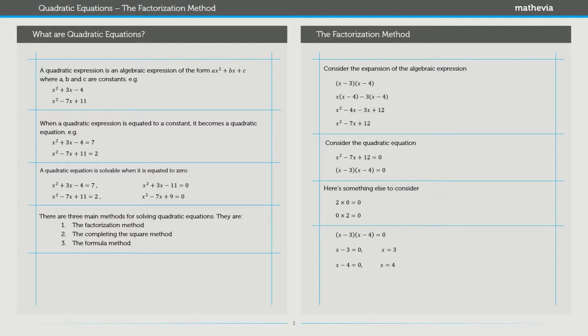Now, this is a very vague idea of how you would go about solving a quadratic equation using the factorization method. Okay, the first thing we understood is that when you have a quadratic equation, x squared minus 7x plus 12 equals 0, you can write this out in a factorized form as x minus 3 times x minus 4 equals 0. And once you have that, it's pretty much straightforward from there. One of them has to be 0, so x minus 3 equals 0, x equals 3, or x minus 4 equals 0, x equals 4.